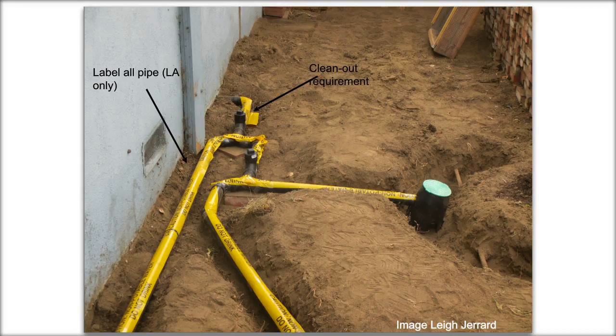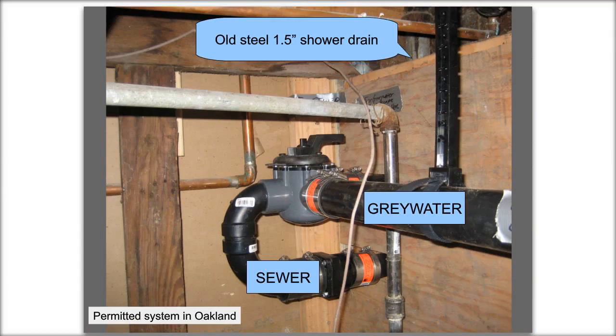So you can print stickers. There's different ways to do it. But here's all of the pipe being labeled, caution, non-potable graywater, do not drink. And your clean out. Here's just some pictures from a permitted project in Oakland. The valve, everything is labeled, everything's properly plumbed. You're just going to follow standard plumbing practices in terms of what fittings to use and when you need a clean out and when you need strapping, what slope. It's all very standard plumbing. It's not anything graywater specific.